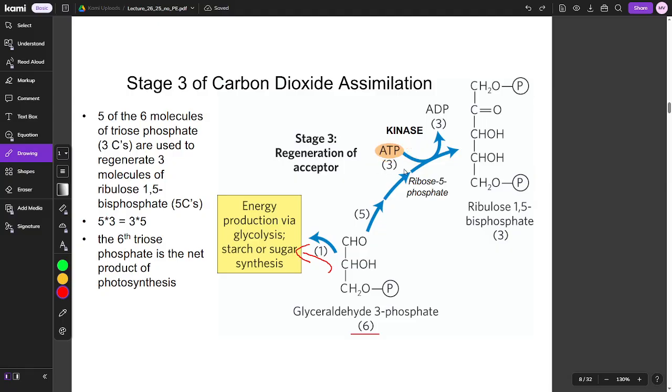So what we're doing is we're combining the 5 3-carbon sugars that we have left. We're slapping them together and producing 3 5-carbon sugars, 3 of these ribulose 5-phosphates. And then we attach phosphates to them and we turn them into ribulose 1,5-bisphosphate.